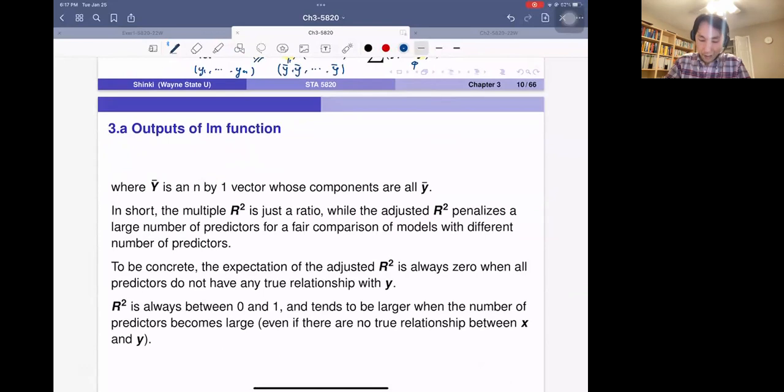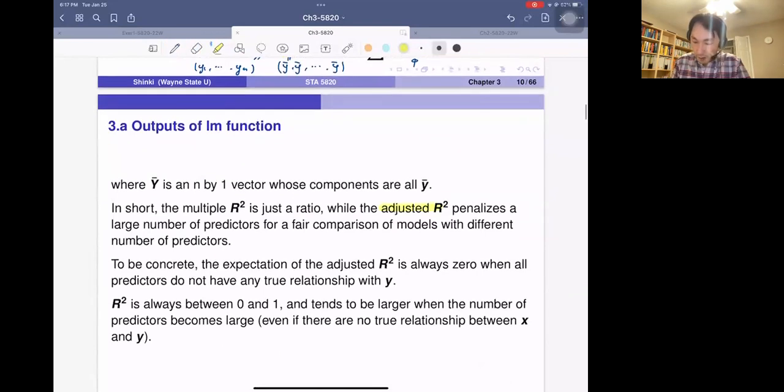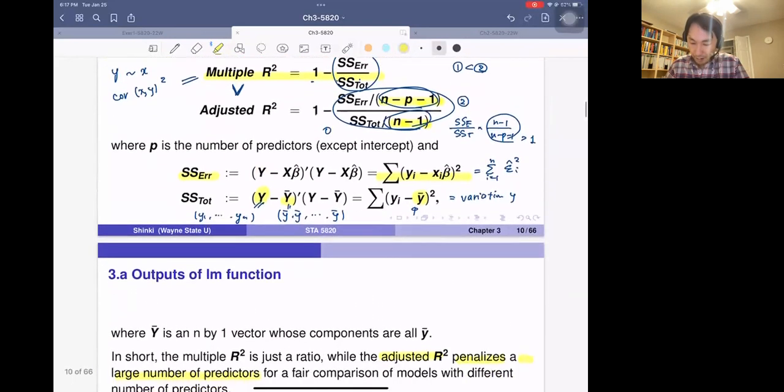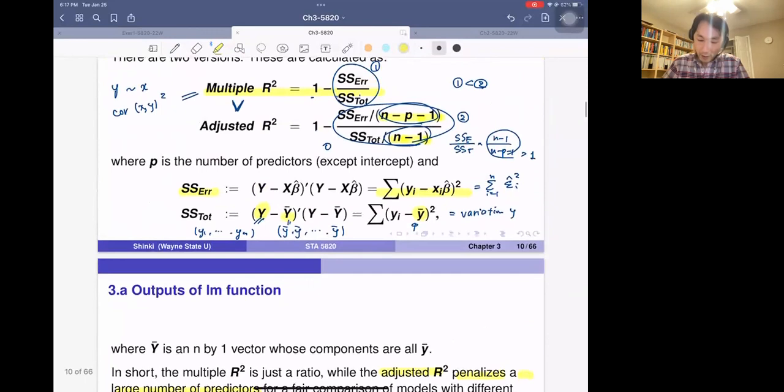Yeah, so in some sense, the adjusted R square penalizes a larger number of predictors for a fair comparison of models with different number of predictors. R square is always between 0 and 1. This is logically true, because if we fit a regression model, the error size always gets smaller. It never gets larger.